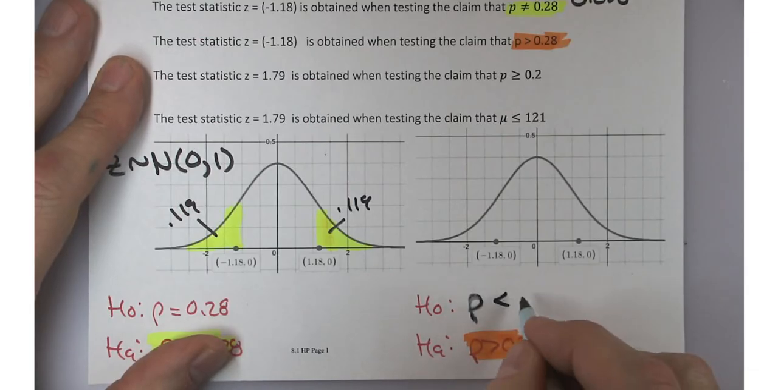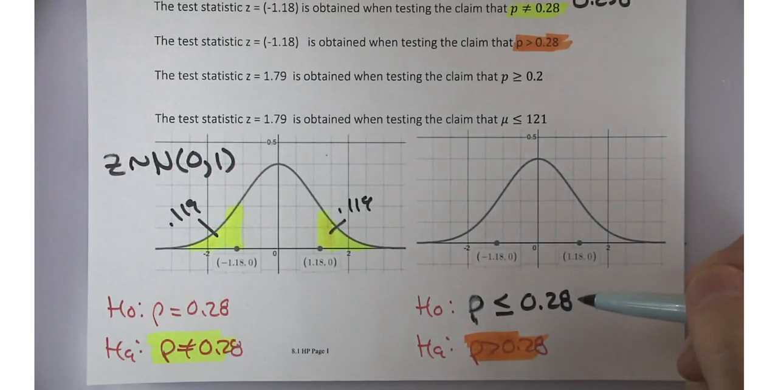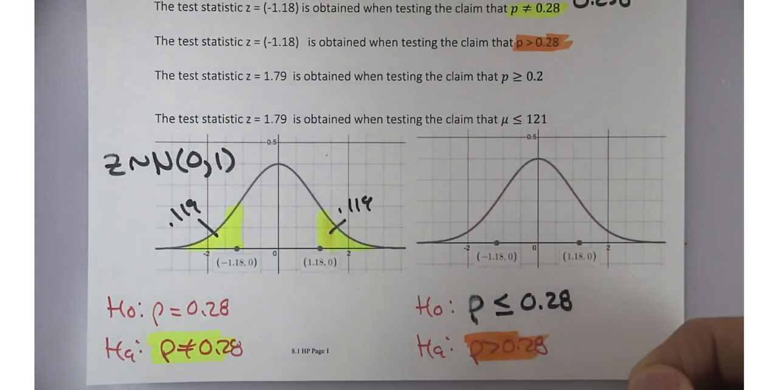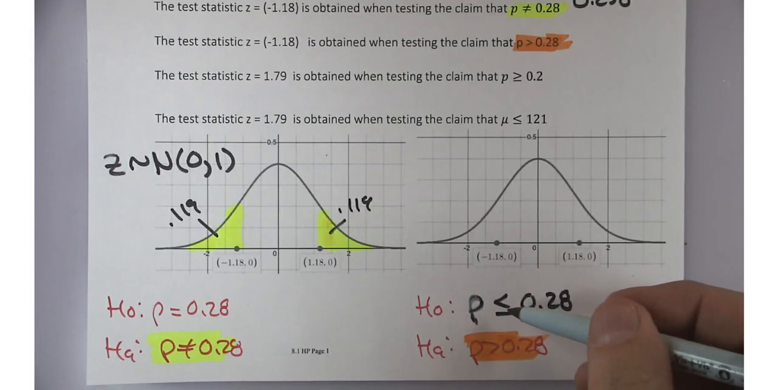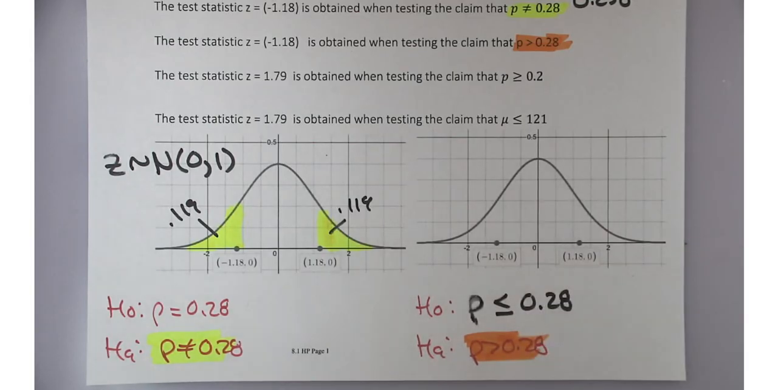P is less than or equal to 0.28. Yep, P is less than or equal to 0.28. Notice that again, it's heads or tails, you're one or the other. This contains the possibility of equality. This is opposite this.